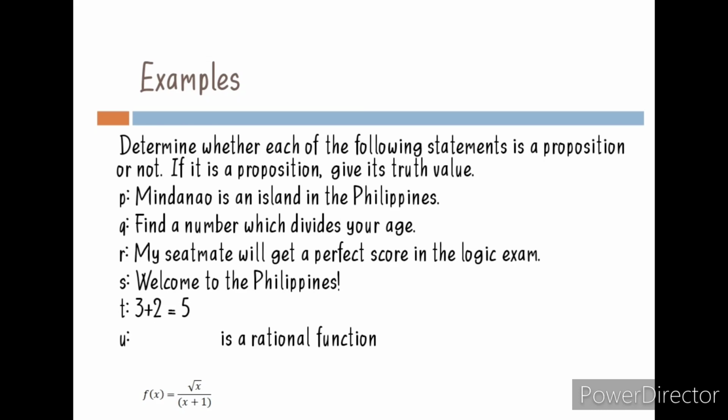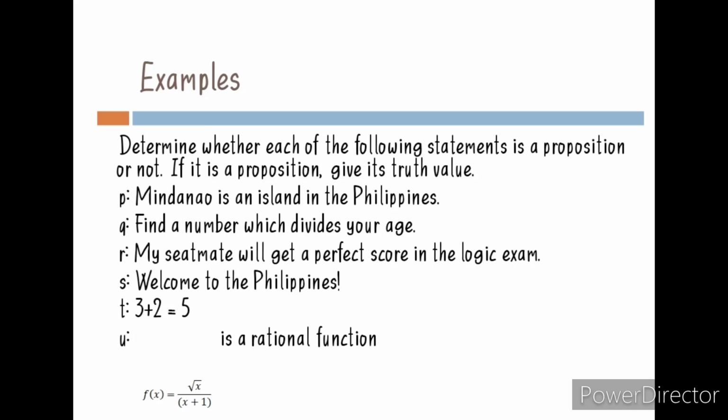Next, the proposition Q, which is find a number which divides your age. This is an imperative sentence, and so it is not a proposition. Next is the proposition R, my seatmate will get a perfect score in the logic exam. The statement is a declarative sentence, but its truth value will only be known after the logic exam. Nonetheless, it can either be true or false, but not both. Hence, R is a proposition.